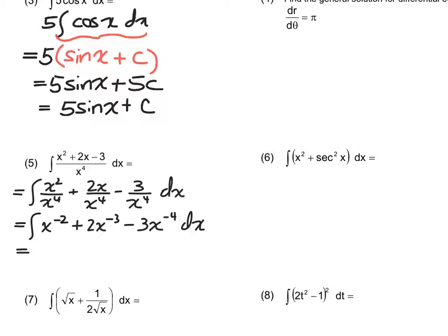And then for each one, increase the exponent by 1, divide by the new exponent. All right, divide the understood coefficient. In the first case, there's just the understood coefficient. The other ones, it's explicitly stated. All right.